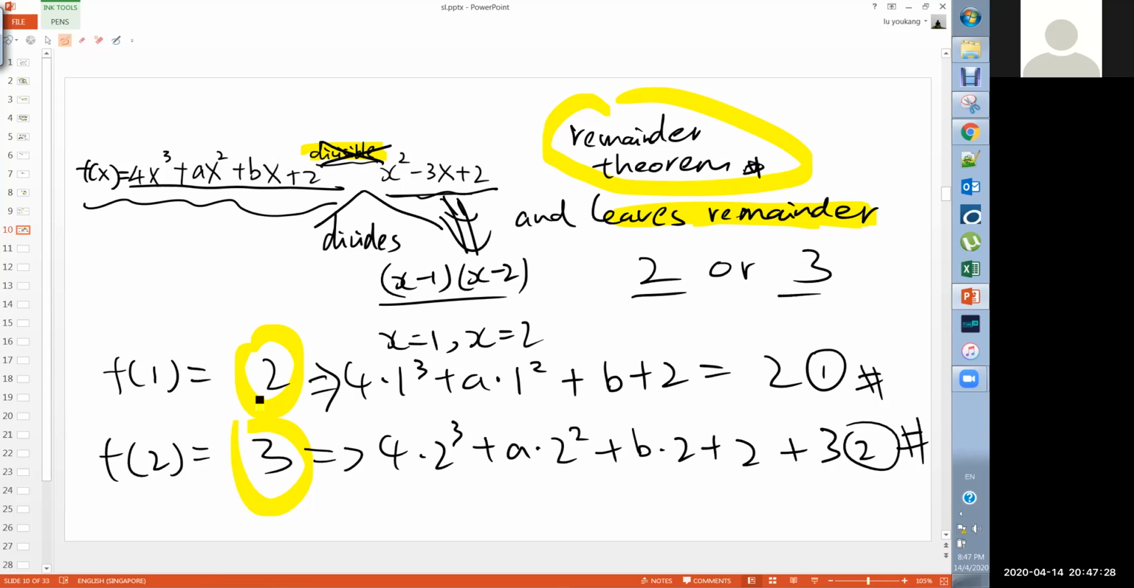I think your second equation shouldn't be +3. Let me double check. Leave remainder 2 or 3, right? Plus 2. Should be equal to 2. You're right. Isn't it equals to 3? Yeah, I'm going to correct it. Okay, now it's good. So I'm just telling you the difference. The difference is just the name, but the technique is almost the same.